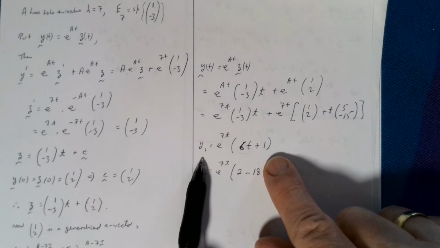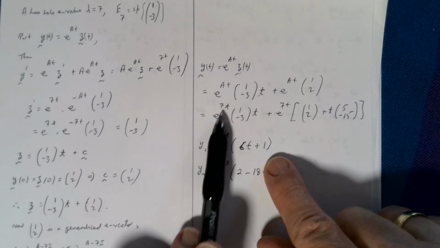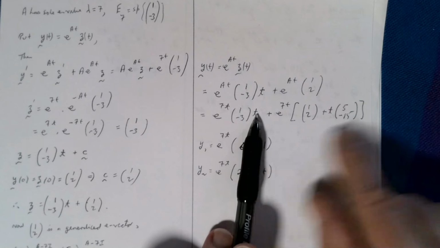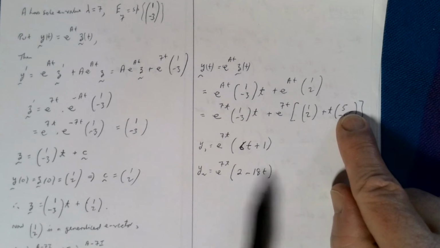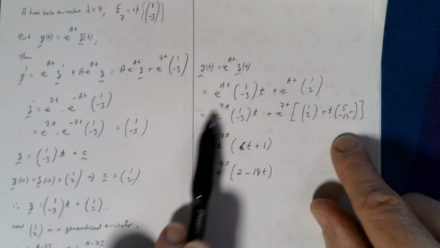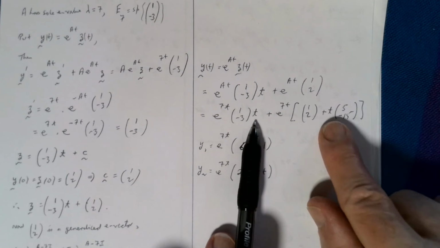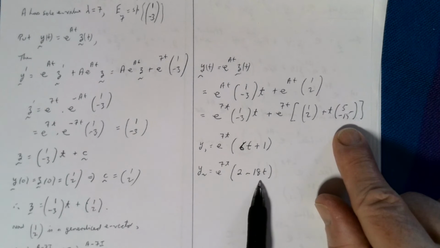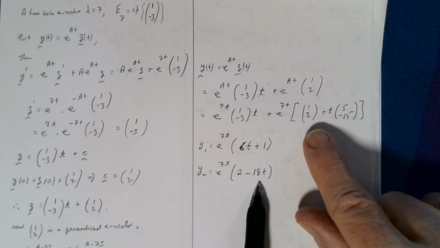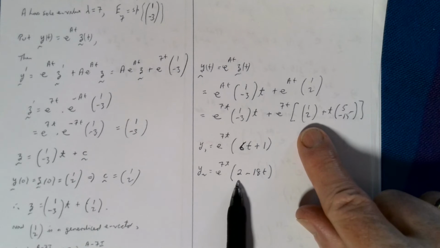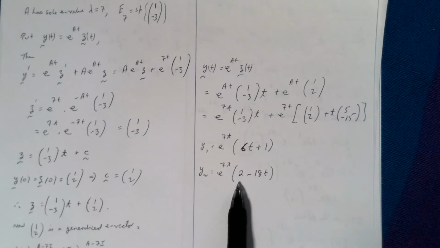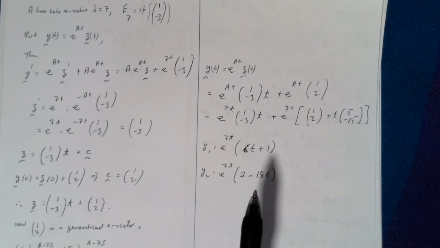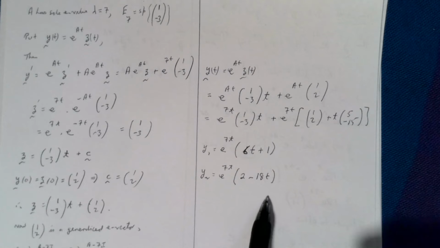So we're going to get e to the 7t, we'll get a t there, we'll get a 5t there, that's 6t plus 1. And then for y2, we'll get e to the 7t, I get minus 3t, minus 15t is minus 18t, and then I'm going to get plus 2 there from this term. So they are the two functions that satisfy the initial condition and the non-homogeneous system of differential equations.